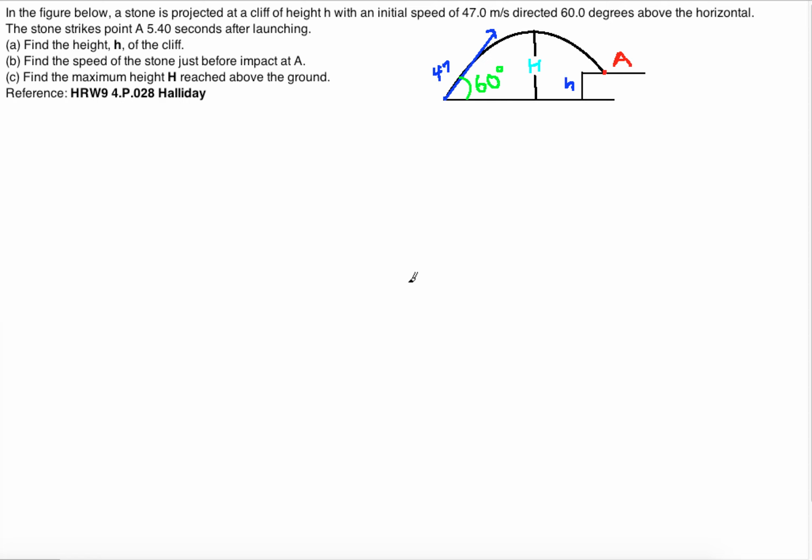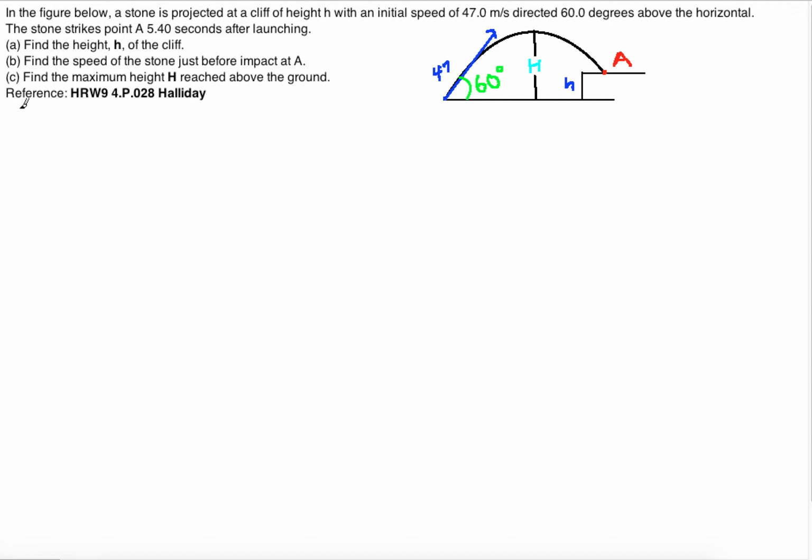In the figure below, a stone is projected at a cliff of height h with an initial speed of 47 meters per second directed 60 degrees above the horizontal. So the stone is launched 60 degrees above the horizontal at a cliff of height h, which you can see over here in the blue, and it hits the cliff at point A. And as it says here, the stone strikes point A 5.40 seconds after launching.